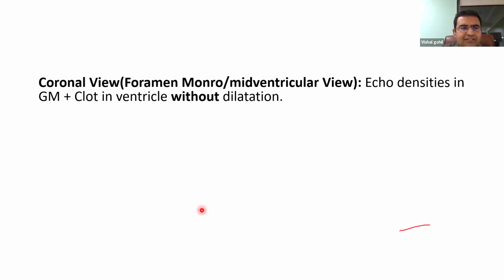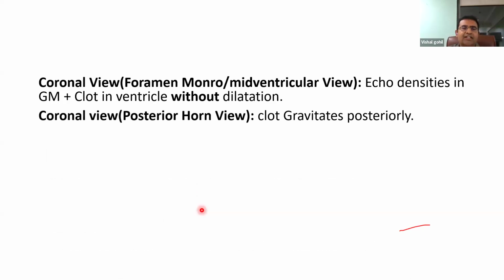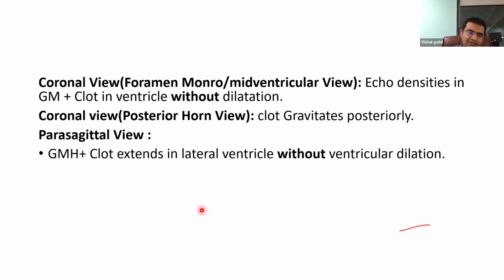So if I summarize, in grade 2 IVH, in the coronal view, either the foramen of Monro or mid ventricle view, you can see echodensity or clot in the lateral ventricle, which does not cover more than 50% of the area, and it should be without dilatation. In grade 2 IVH, you also see, in the posterior horn view, because of the gravitational force of the blood, some echodense area adjacent to your choroid plexus. Of course, the best view would be your parasagittal view to label it as a grade 2 IVH, which would be without ventricular dilatation.